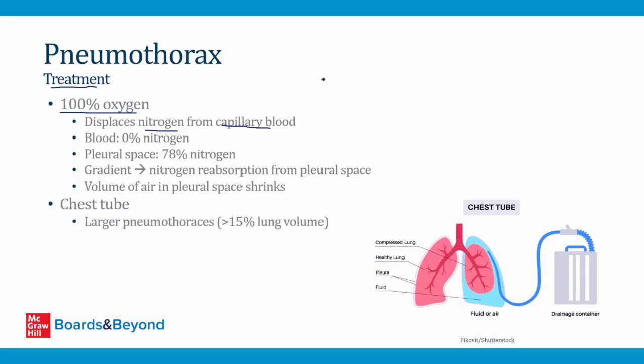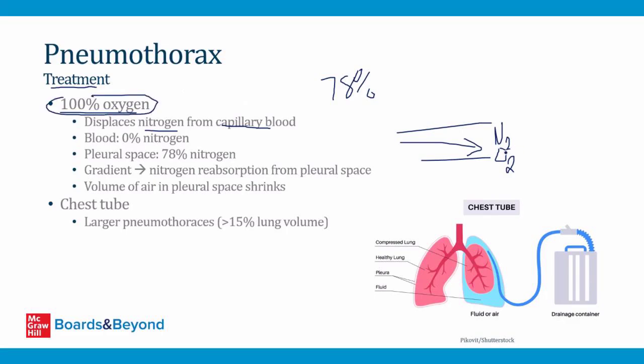Normally, when we breathe room air, 78% or so of that air is nitrogen. This means that the blood flowing through our capillaries, although it has oxygen, which is good, we need that for metabolism, also contains a lot of nitrogen. But if you give a patient 100% oxygen, then eventually you can get the gases in the bloodstream flowing through the capillaries to have very close to zero nitrogen.